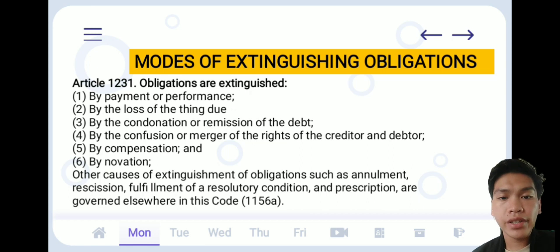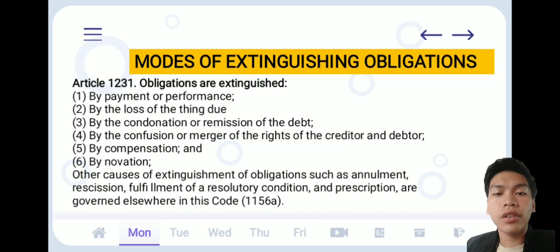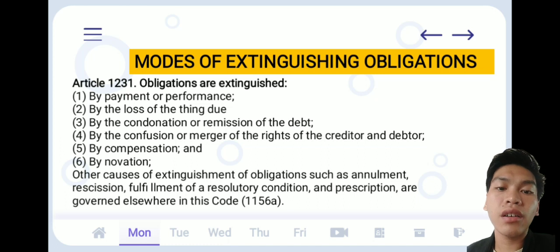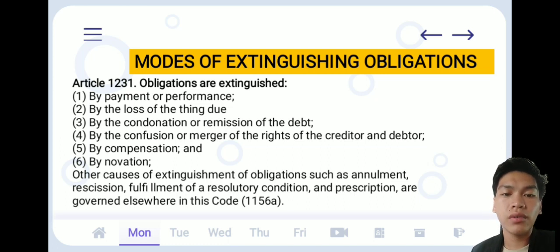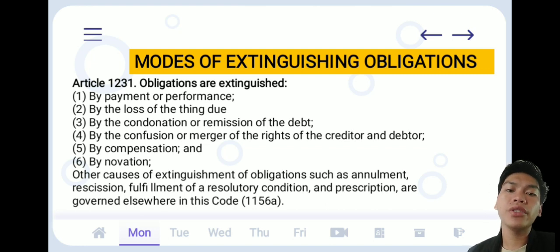Next is by compensation, when two persons in their own right are creditors and debtors of each other, the debts are extinguished up to the amount of the smaller debt. Next is by novation. Other causes of extinguishment of obligations, such as annulment, rescission, fulfillment of resolutory condition, and prescription, are governed by this Code, Article 1231. Novation is when the parties to an obligation agree to substitute a new obligation for the extinguished one.